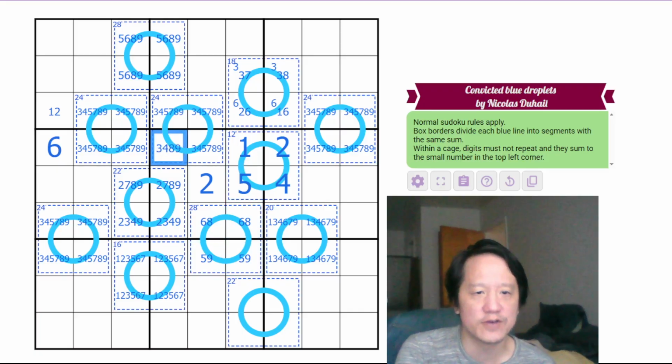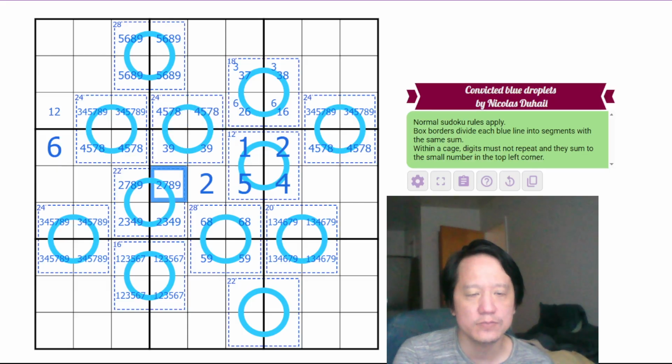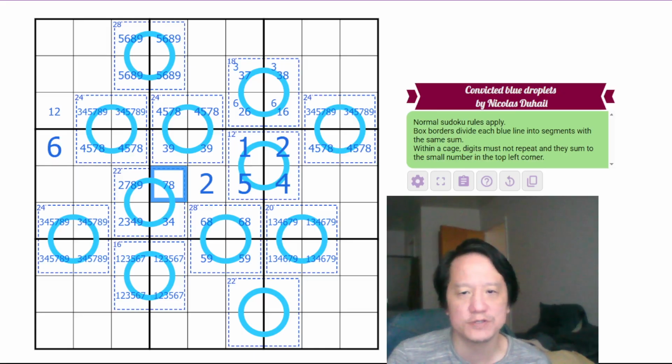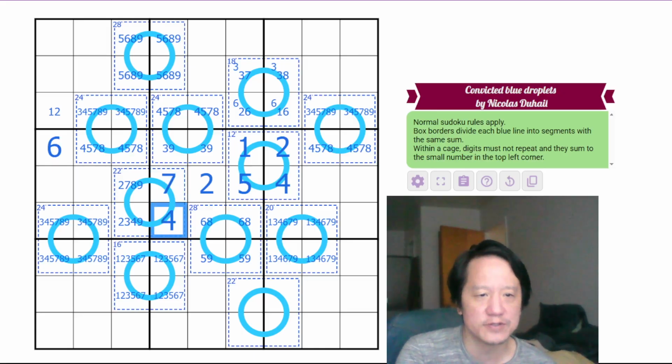It also eliminates 5, 7 here as a pair. The 6, 8 pair eliminates 6 and 8 in the rest of the box. So this is 3, 9. That eliminates 3, 9 in the rest of the row and in the rest of the cage. So this can't be 2 and 9. Can't be 3 and 8. It must be 4 and 7 here. So that's 7. This is 4.